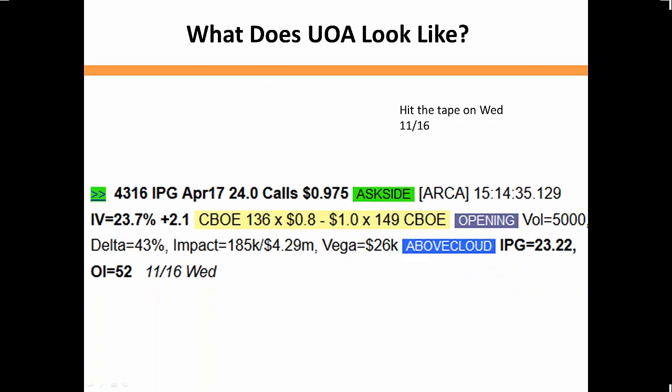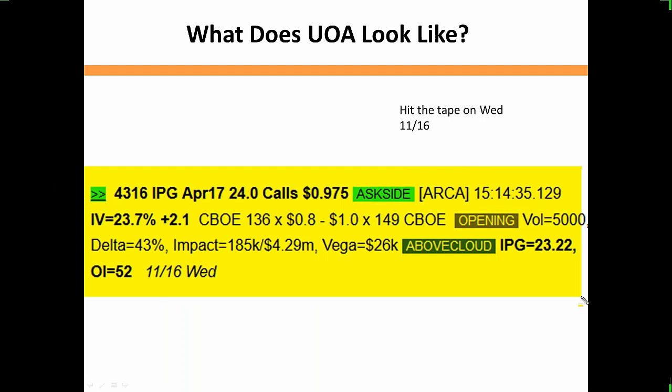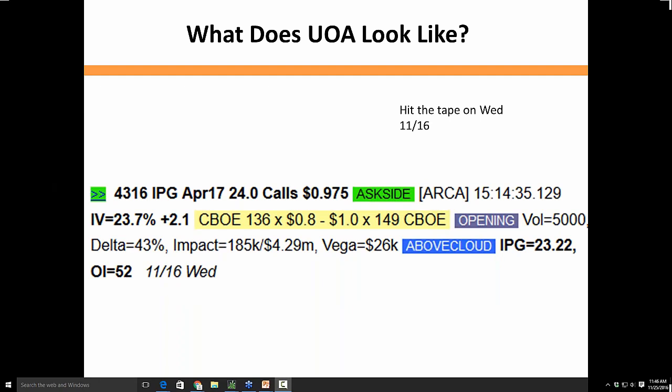So this is a perfect example of unusual option activity. And like I said, guys, these are singles. Okay? So this is what you'll watch throughout the course of the day. This is literally copy and paste. We didn't make up this signal. So somebody in the world, institutional order flow in the option market, bought 4,316 IPG April 24 calls for 97 cents.